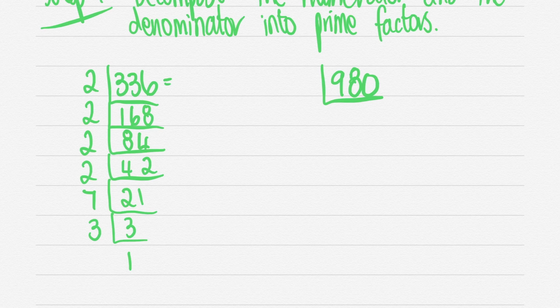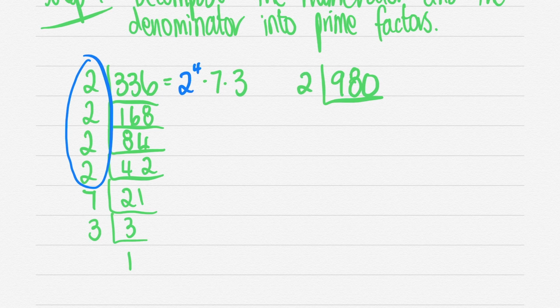That means 336 is equal to 2 to the power of 4, times 3, times 7. The order is not really important, because of multiplication. Right, with that said, let's do 980.